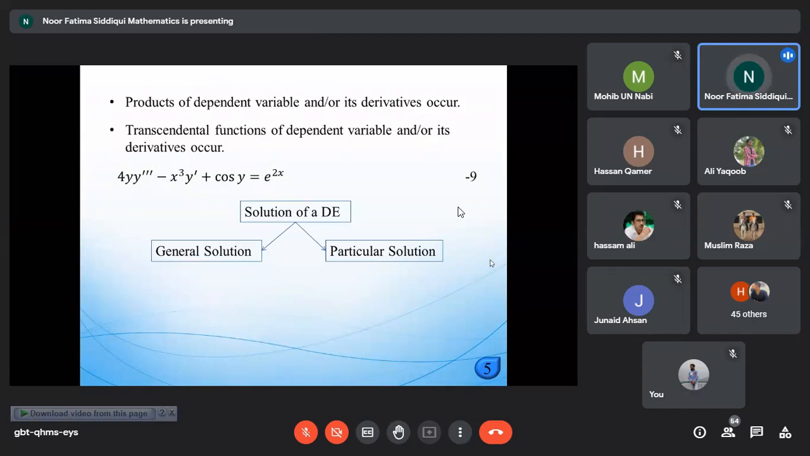If that function or expression contains an arbitrary constant and is still satisfying the differential equation, that is called a general solution. Arbitrary constant means an unknown constant, like c or k, whose value you don't know. We say it is a general solution. And a particular solution means that there is no arbitrary constant in the function, and when you substitute it into the differential equation it satisfies it. So we call it a particular solution, right?